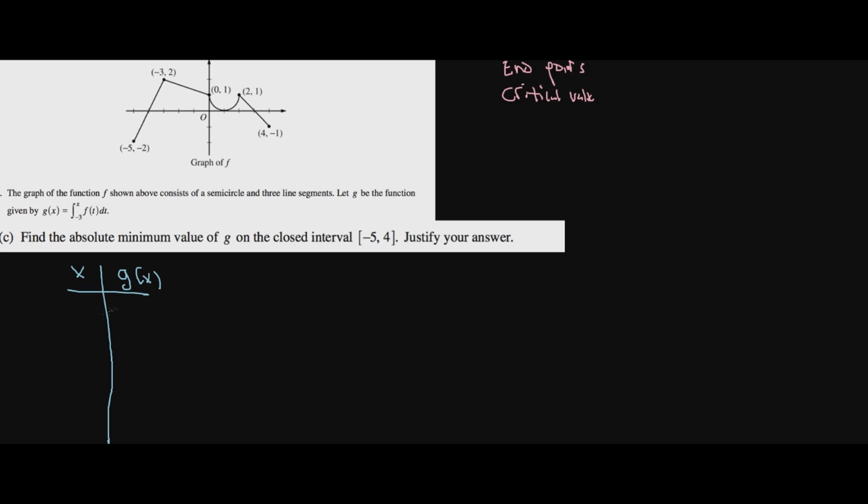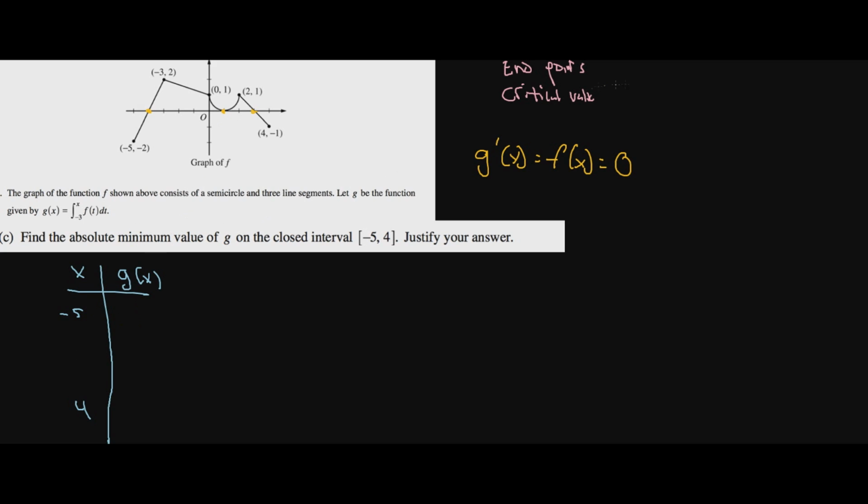And we're talking about G of x. Well, we already know the endpoints, negative 5 and 4. And the good thing is, in order to find our critical values, we take our derivative and set it equal to 0. We already know G prime of x equals f of x, which is just the original graph of y. And if you look, we've got three values here.